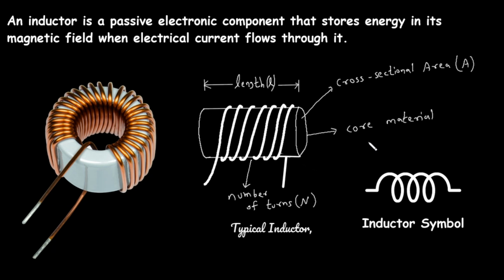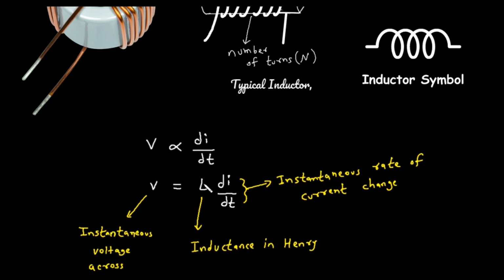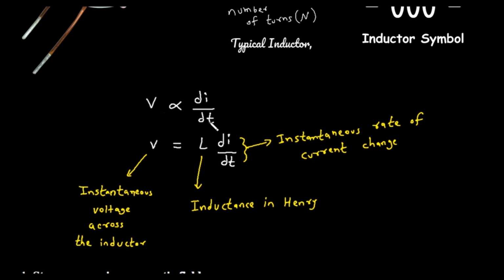Now, let's get to the core principle of how an inductor behaves. The voltage across an inductor is directly proportional to the rate of change of the current flowing through it. We write this as V is proportional to dI/dt. Let's break that down. V is the voltage. The symbol dI/dt looks complicated, but it simply means how fast is the current changing at any given instant. So, if the current is steady, there's no voltage. But if you try to change the current quickly, a large voltage appears.